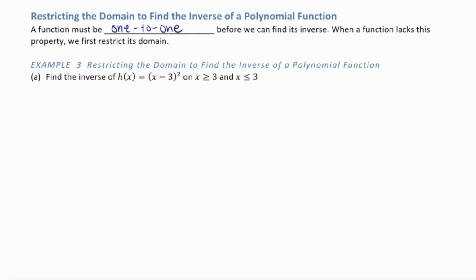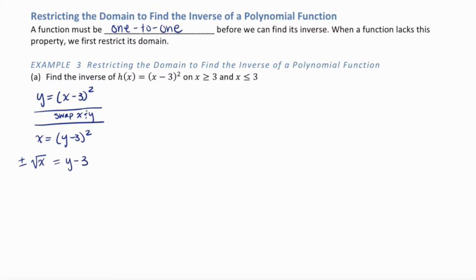So I'm going to start by writing this as y equals (x minus 3) squared, then swapping my x and y to get x equals (y minus 3) squared. Now I can solve for y. So I have plus or minus the square root of x equals y minus 3. Adding 3 to both sides gives us 3 plus or minus the square root of x equals y.